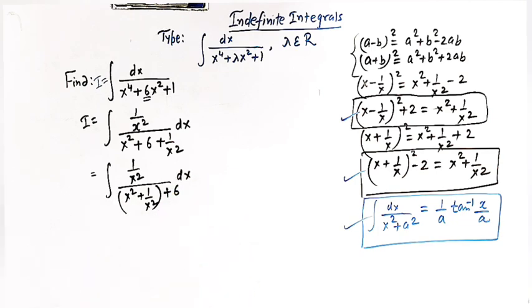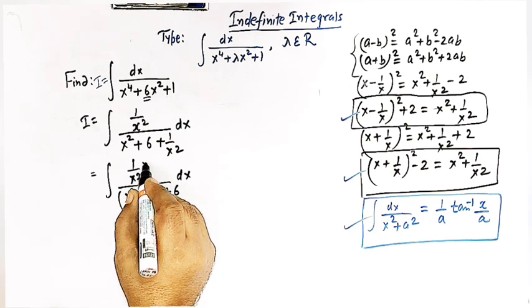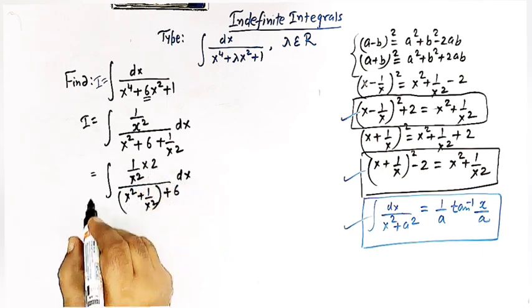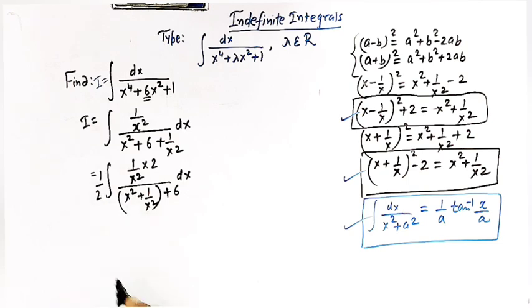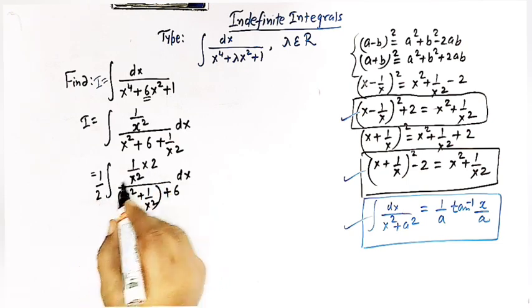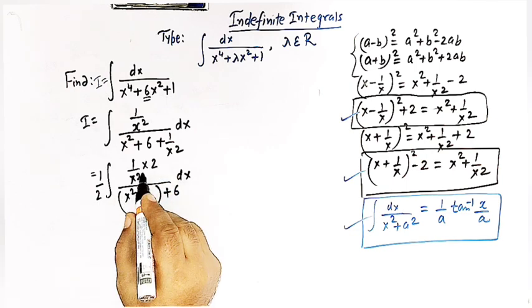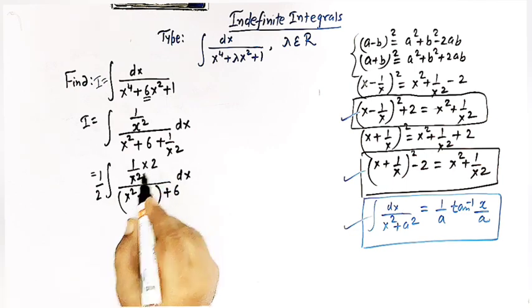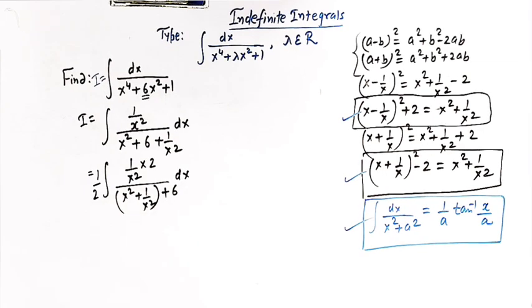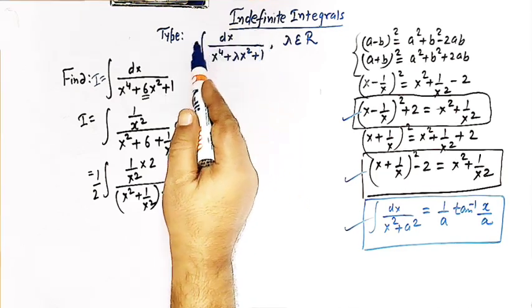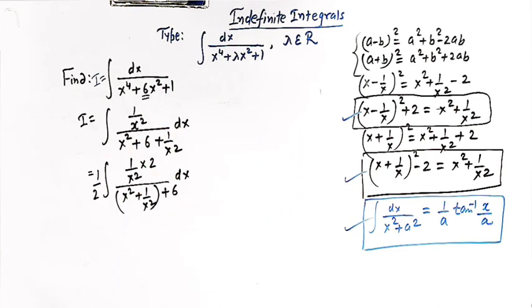Now one important thing we are going to do is multiply 1 over x square by 2, and divide the integral by 2. The 2 and the 2 are going to cancel, so there is no harm in multiplying 1 over x square by 2 and dividing by 2. Whenever we have to solve these types of indefinite integrals, the first step is to divide the numerator and denominator by x square.